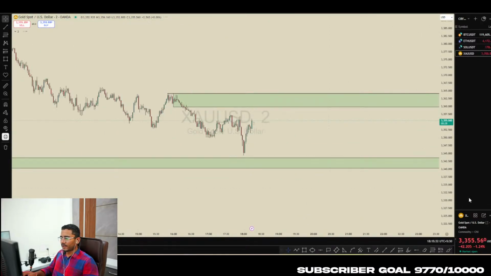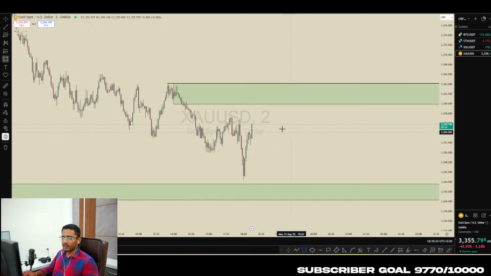So we can expect price to break this high, and I think on gold there will be a good momentum to the upside. So let's wait for price to break this high.